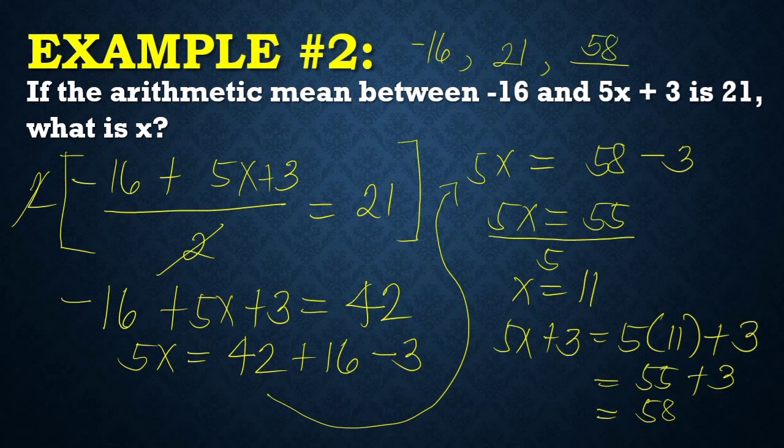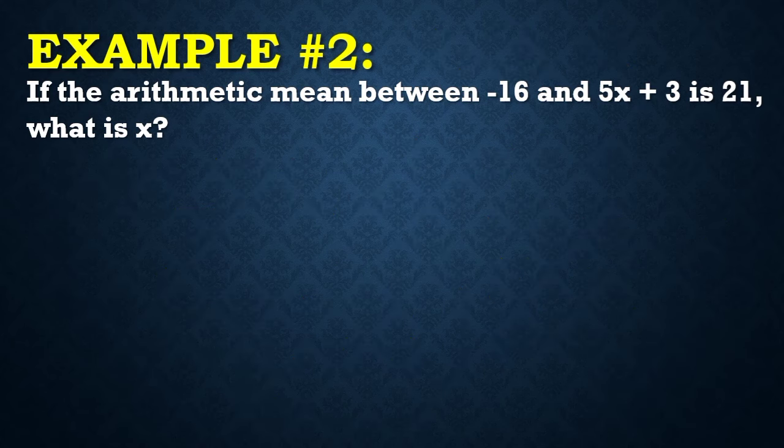So, pag in-add natin ang negative 16, tsaka yung 58, ang sagot ay 42. Divide natin sa 2, makukuha yung arithmetic mean na 21. So, dito sa problem na to, x lang ang kinukuha natin. So, our answer will be x equals 11. What about if we will be using the arithmetic sequence formula? Possible ba siya? Of course.